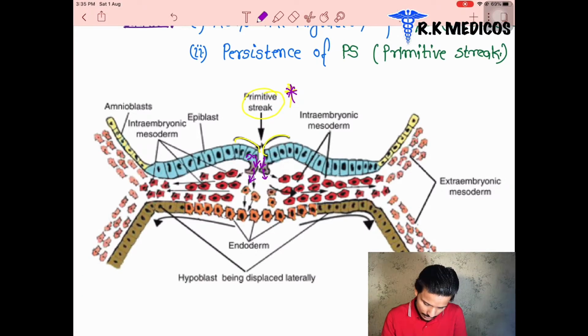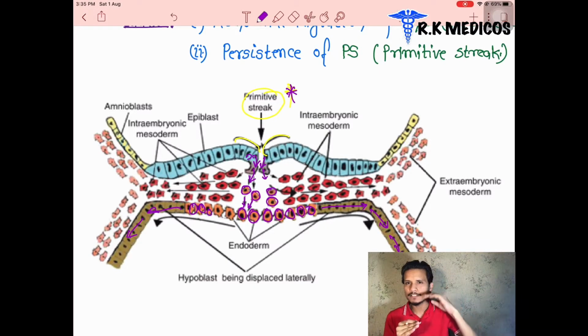And we can see this is the endoderm here. And these endoderm cells are moving further down and they are going to replace the hypoblast cells. The hypoblast cells are going to be replaced by the endoderm cells. So the endoderm cells form from the primitive streak, and after that they come down and move the hypoblast layer cells aside. Simple. So this is the concept of the formation of the first germ layer, that is the endoderm.